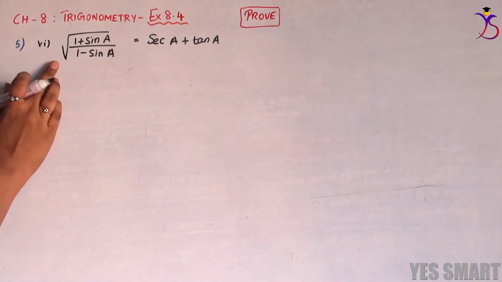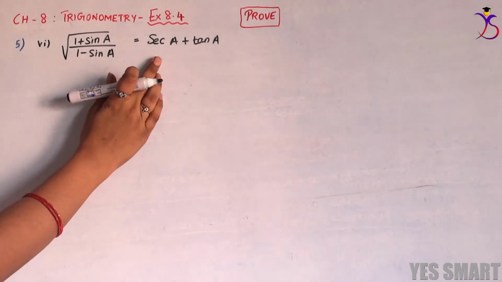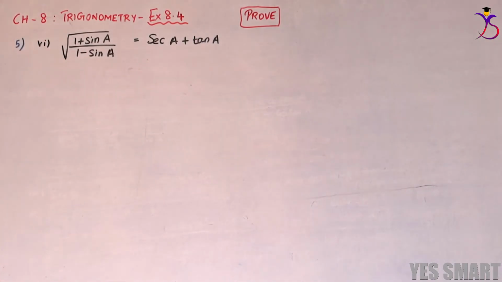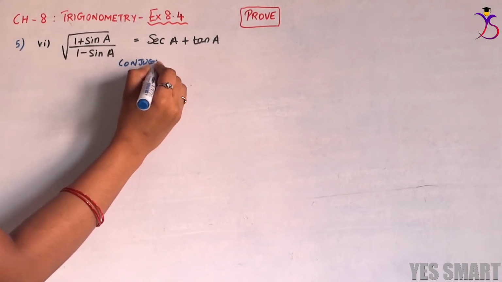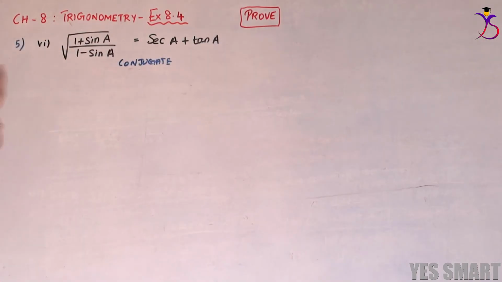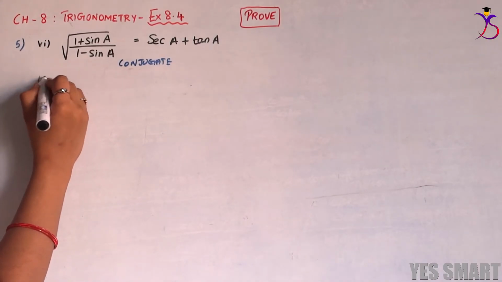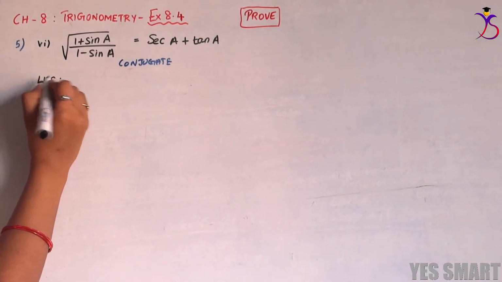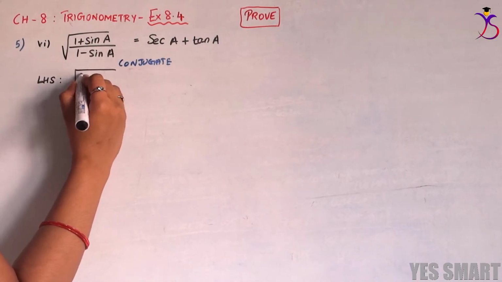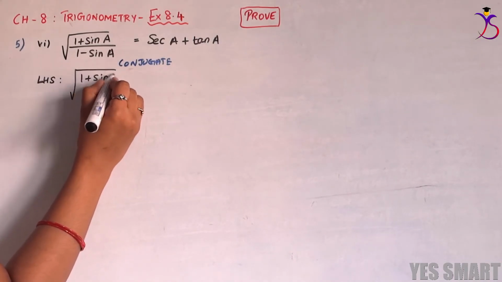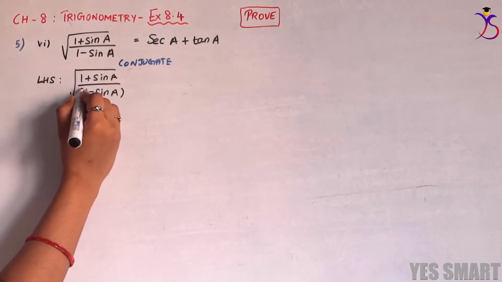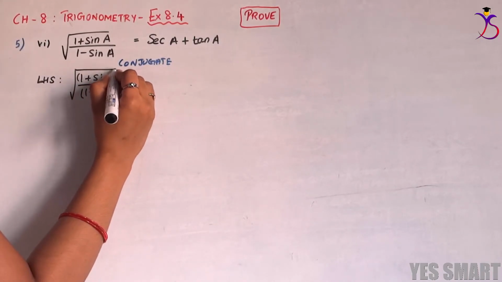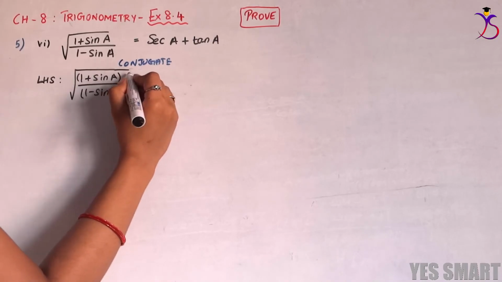Now sixth subdivision. They have given the LHS and RHS. We have to take the LHS and prove that it is equal to RHS. As a first step, I am just going to take a conjugate and multiply the numerator and denominator to the LHS. So I will have in LHS square root of 1 plus sin A by 1 minus sin A into the conjugate term. The conjugate term is 1 plus sin A.